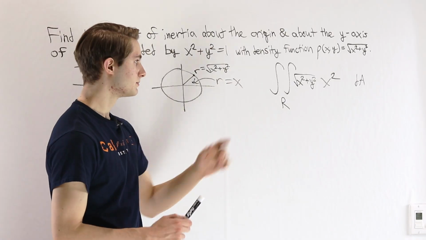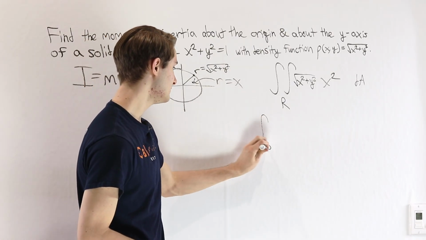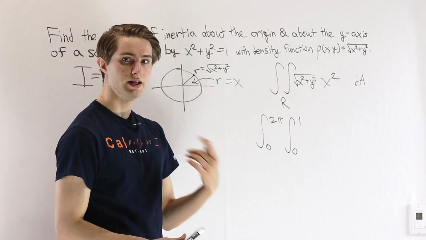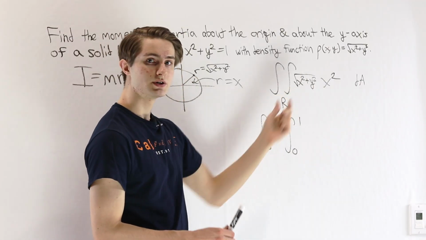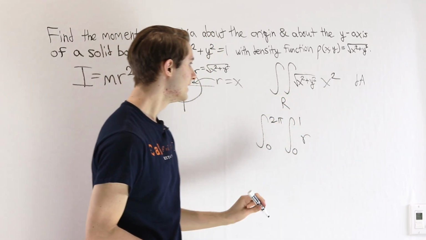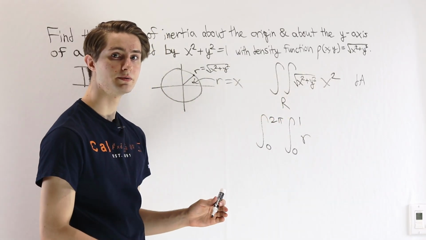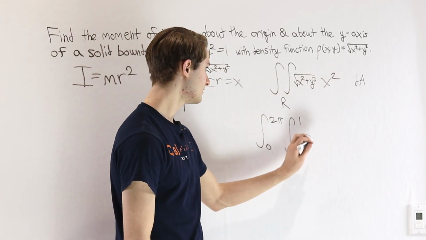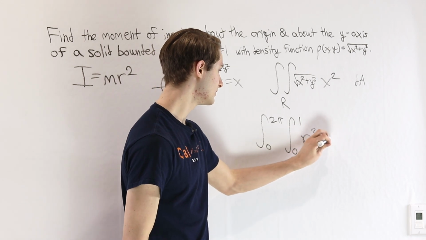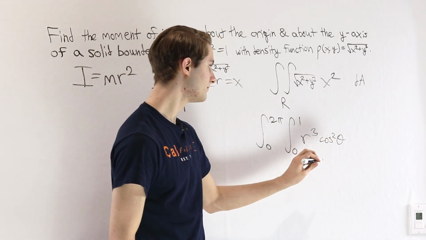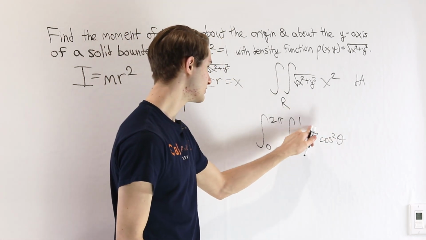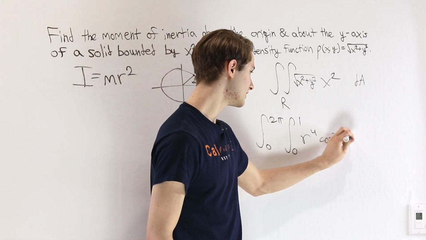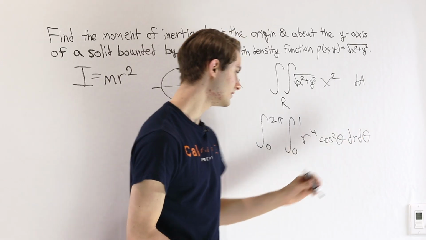When we convert this to polar coordinates, we're going to have the same bounds, 0 to 2 pi and 0 to 1. Now the square root of x squared plus y squared gives us r, and this x squared we can write as r cosine theta squared. So r times r squared is r cubed times cosine squared theta, and then times another r from the Jacobian just like before. That'll be r to the 4th cosine squared theta dr d theta.